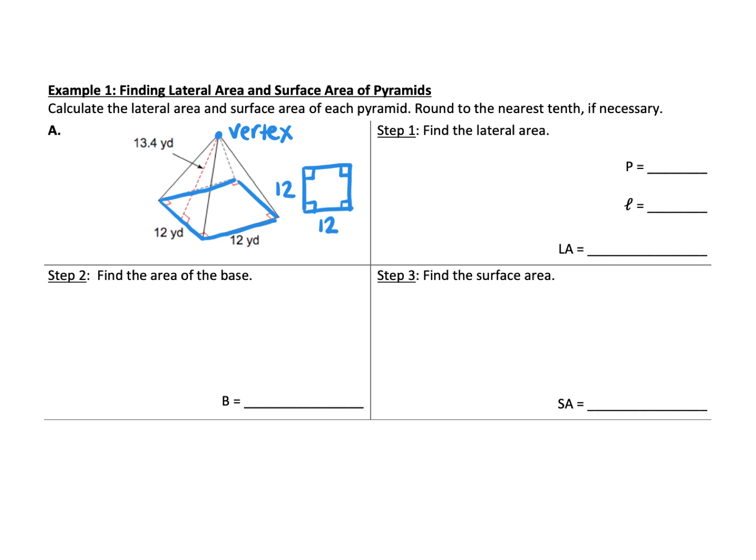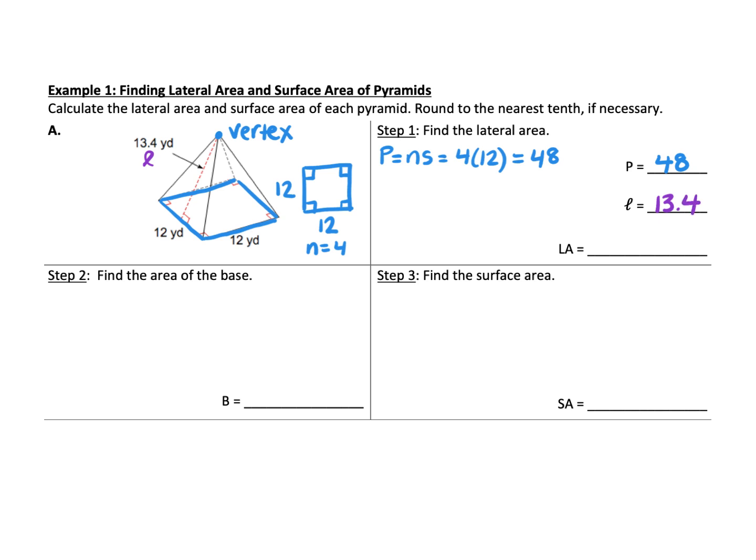The first thing we need to do to calculate the lateral area is to find the perimeter of the base. For the perimeter of the base, this base has 4 sides, n equals 4, and each side is 12. So take 4 times 12, and that's 48. So our P value is 48, and then the slant height is going to be the height of one of the triangular faces. You can see in the picture here that the slant height is 13.4.